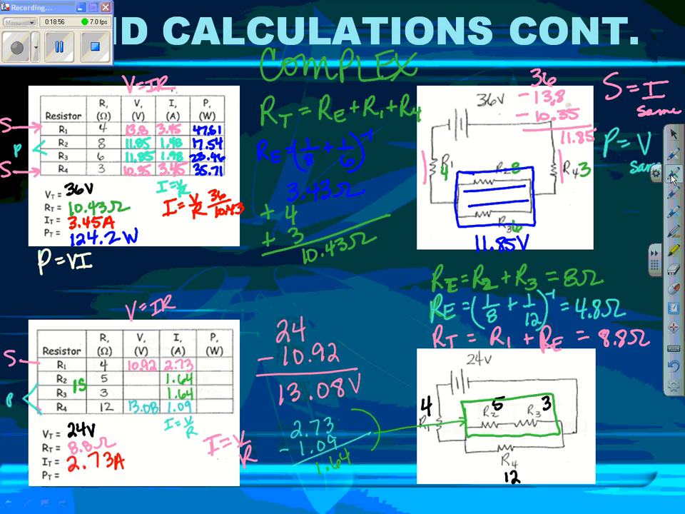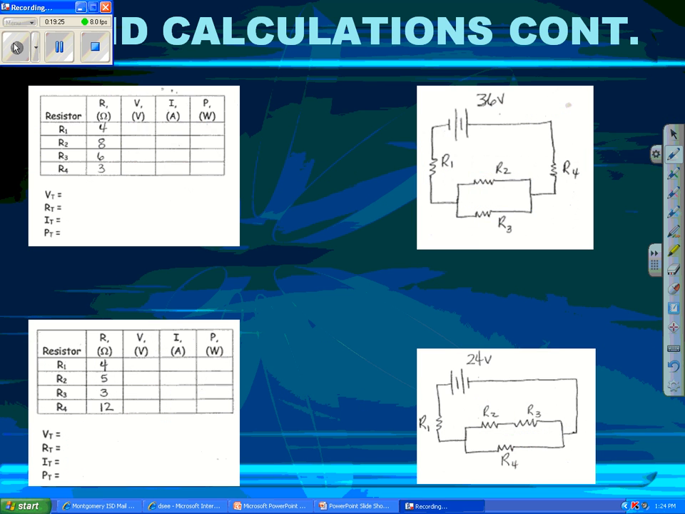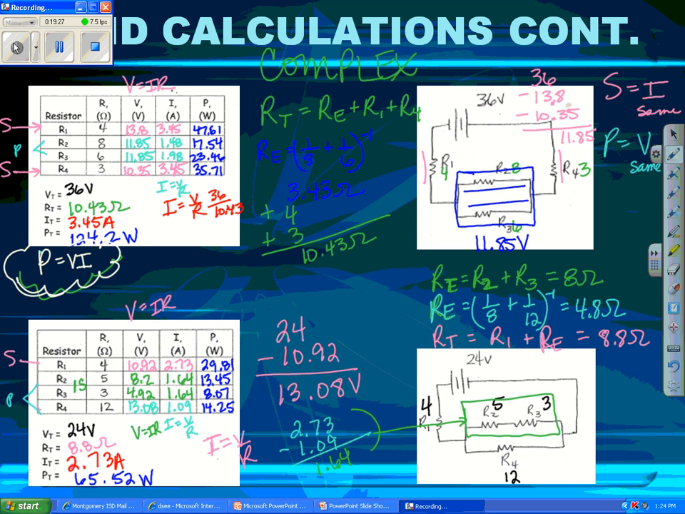Now I can go back again and do my V equals IR and solve for my V's in R2 and R3. That will come out to be 8.2 and 4.92. Again, for your power, you're going to use this formula up here that I'm about to bubble in white, P equals VI. And you can solve for all your powers on this circuit. And those numbers should have popped up as blue numbers in the grids and at the total.